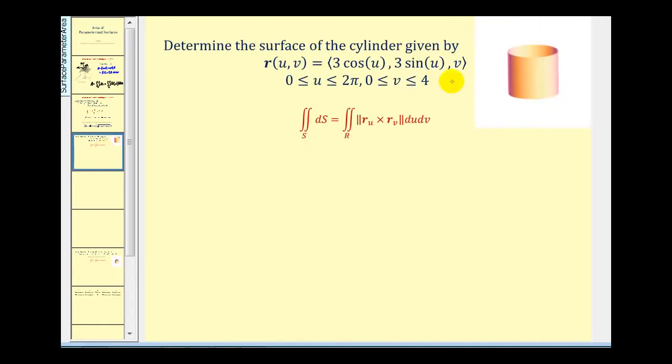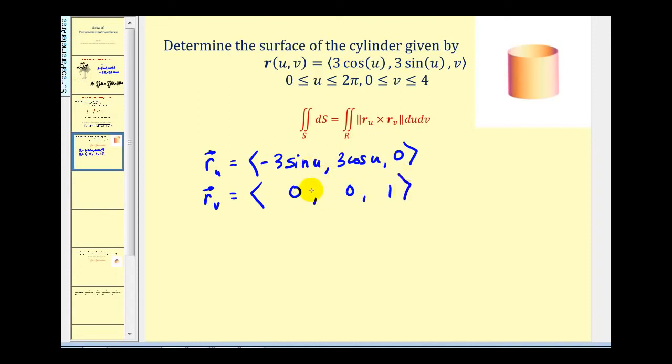We're going to determine the surface area of the cylinder given by the following vector-valued function, where u is on the closed interval from 0 to 2 pi, and v is on the closed interval from 0 to 4. So let's first find the partial derivatives of r. The partial derivative of r with respect to u is going to be negative 3 sine u, 3 cosine u. Then the derivative of v with respect to u would be 0. And then the partial derivative of r with respect to v is going to be 0, 0, and 1.